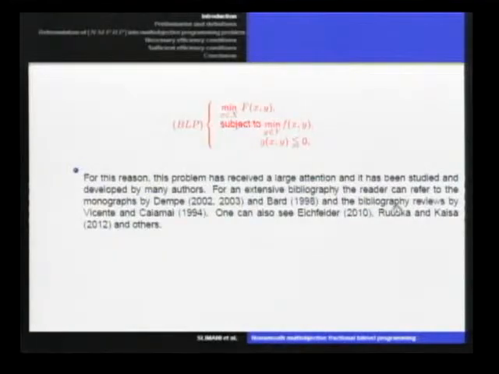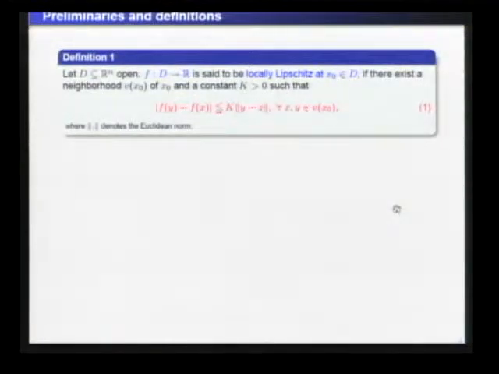For this reason, this problem has received a large attention and it has been studied and developed by many authors. For extensive bibliography, the reader can refer to the monographs by Dempe and Bard and the bibliography reviews by Vicente and Calamai and several other references. In our paper, we have studied a non-smooth, non-linear, multi-objective fractional programming problem. Before presenting this problem, I will give some preliminaries and definitions.